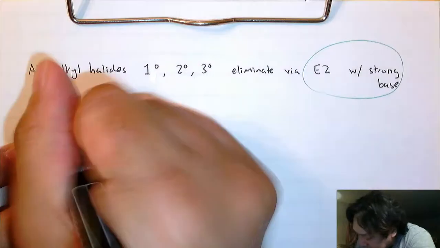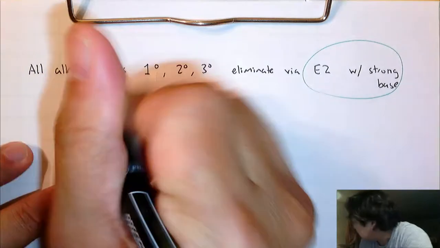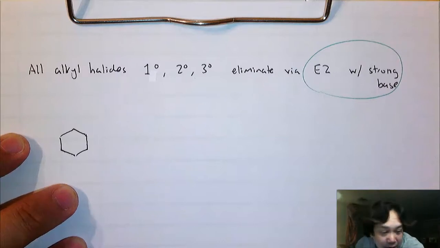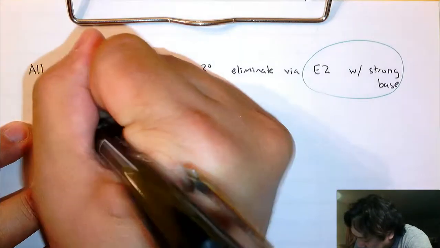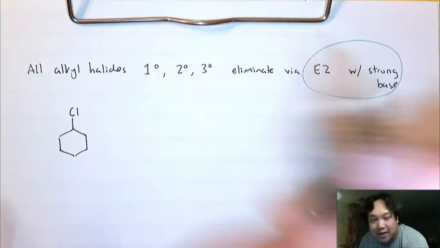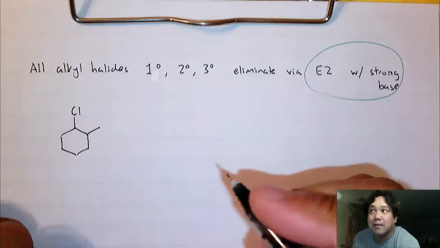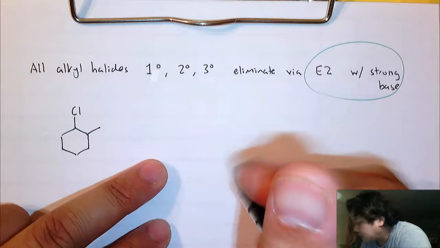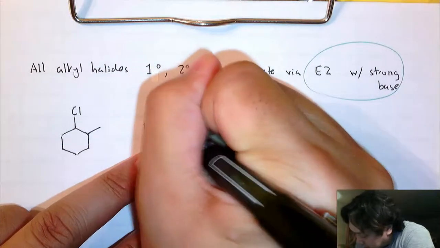Let's give another example. And let me just make sure I'm not missing anything I want to cover. Yeah. Okay, let's do another example. Let's do chlorine here. And, how about this? Cool. And how about another strong base? Another strong base could be NaNH2.